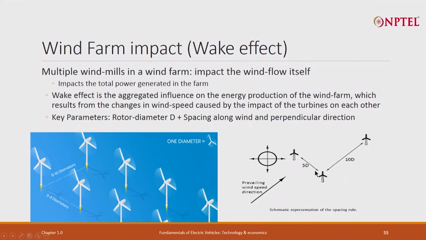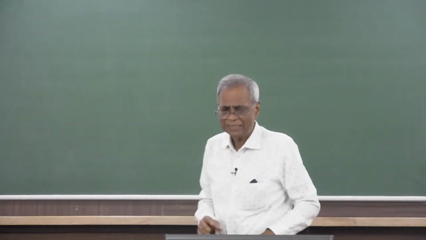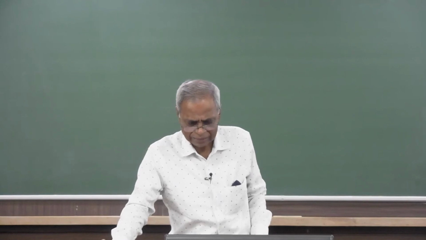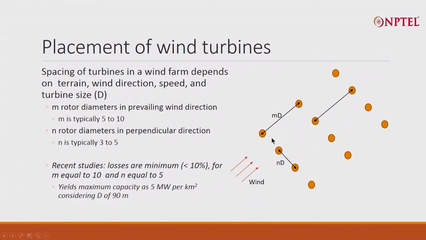if it is facing like this, this should be a certain distance, and if there is one windmill, another windmill, if this is the direction of the wind, in the direction of the wind, they should be separated by say some n into d, and perpendicular to this should be m into d, and here I have taken 5 and 10 as example. There is a lot of study done here. This is m d and n d, this is the direction of the wind. Now, what should be the value of m and n? m can be typically 5 to 10 to not impact the power, and n can be 3 to 5.